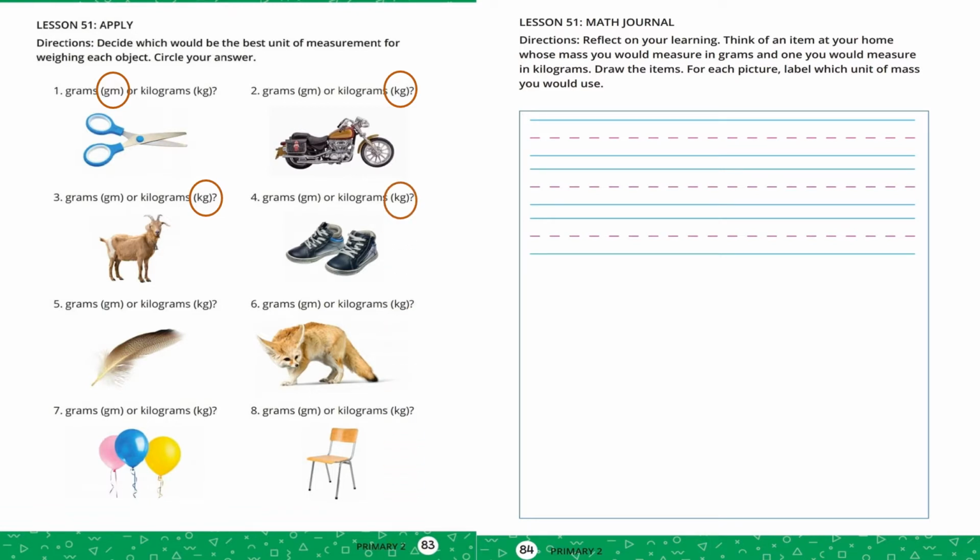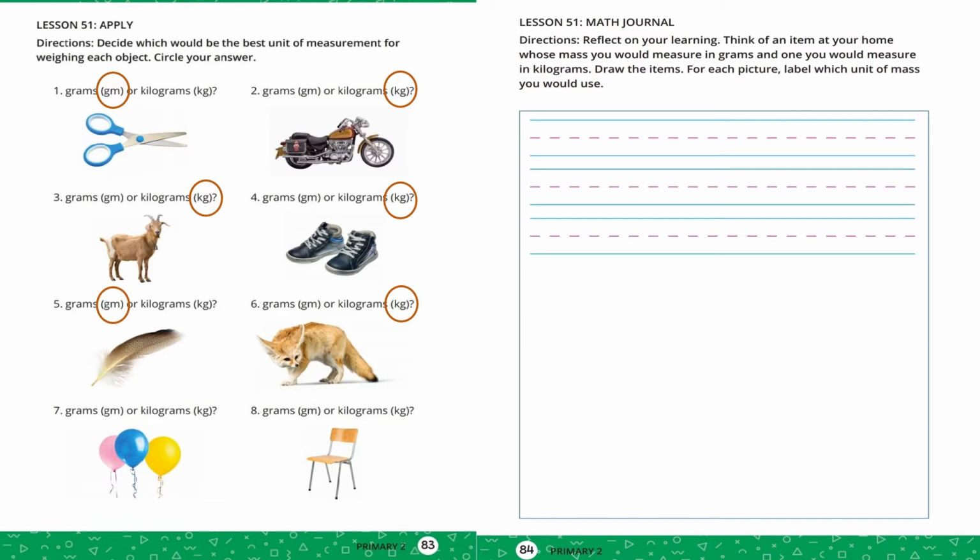Number 5, feather. Is feather heavy or light? Feather is light, so we make a circle around the gram. Number 6, wolf. Is wolf heavy or light? Wolf is heavy, so we make a circle around kilogram. And you can complete this page.